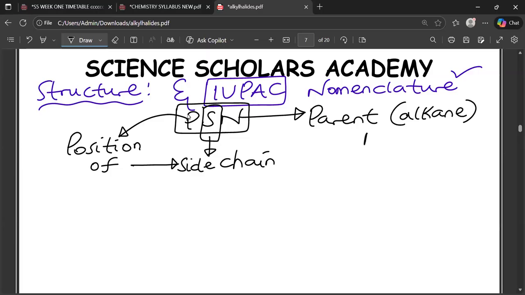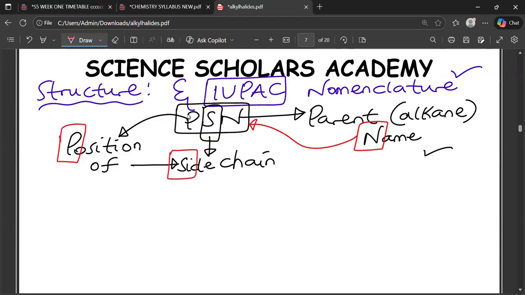It is usually the parent alkane name. So this N is for name, maybe like E. So that one is for the parent alkane name. This P is usually for position, but position of the what? Of the side chain. This is not so important. You can name even when you don't know PSN, but for me, I just like it for its versatility, in that it applies at so many occasions, and it is always nice.